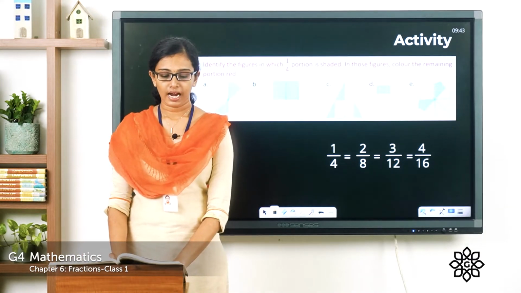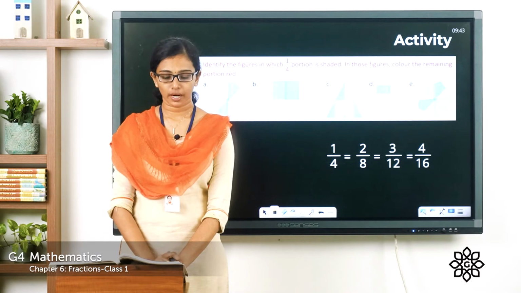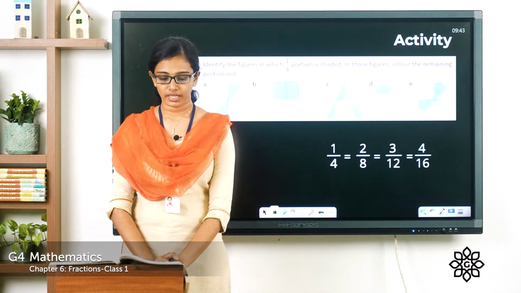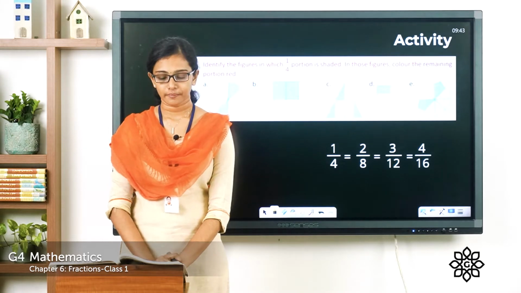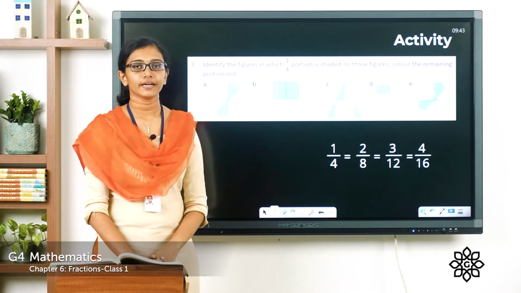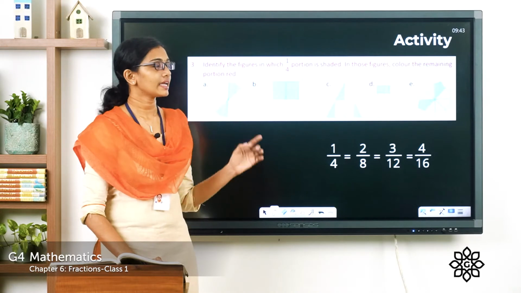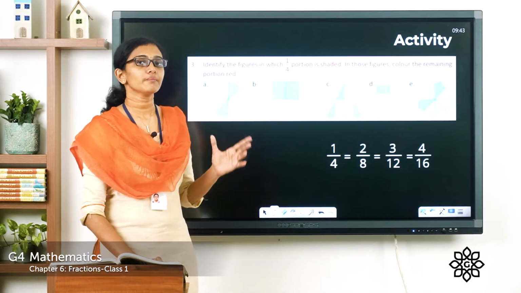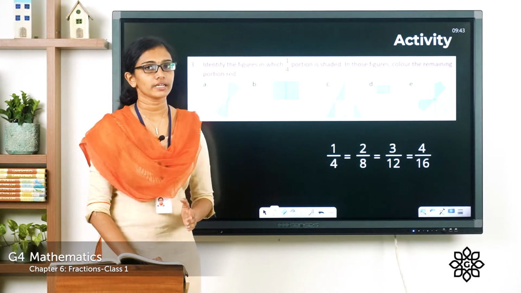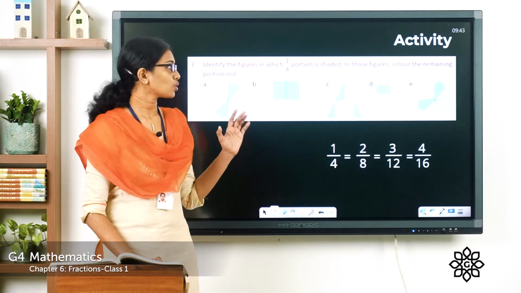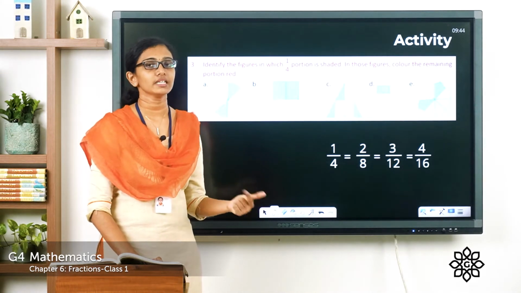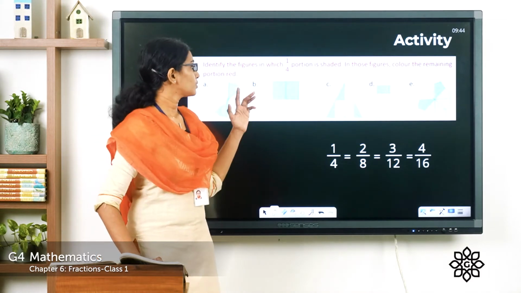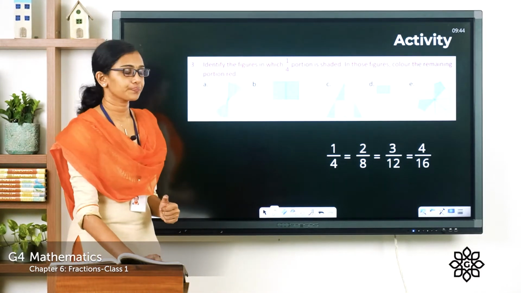Question number 3, identify the figures in which 1 by 4 portion is shaded. In those figures, color the remaining portion red. So you are given a few figures here and you have to identify in which all figures 1 by 4 of the figure is already shaded, and in those figures you have to color the remaining portion, or the remaining parts, in red. So look at this fraction 1 by 4.